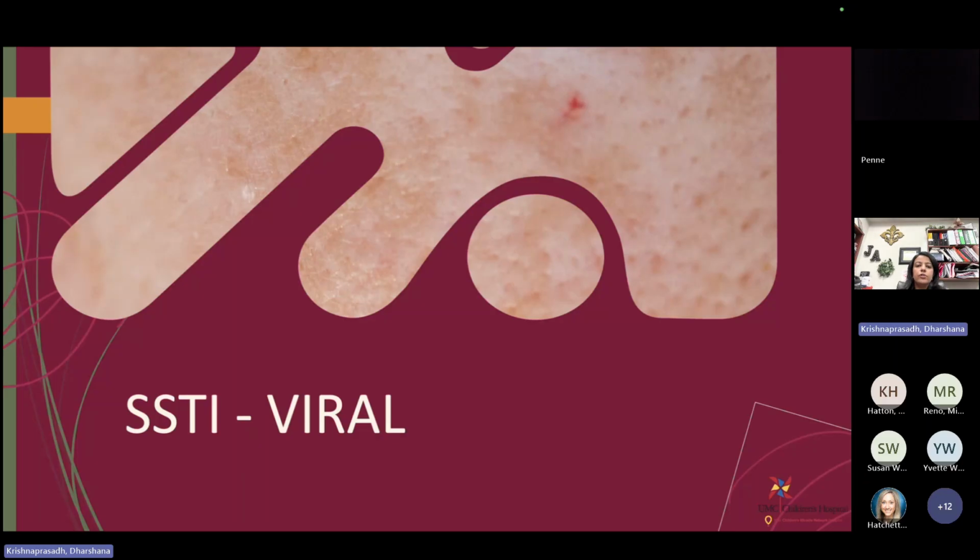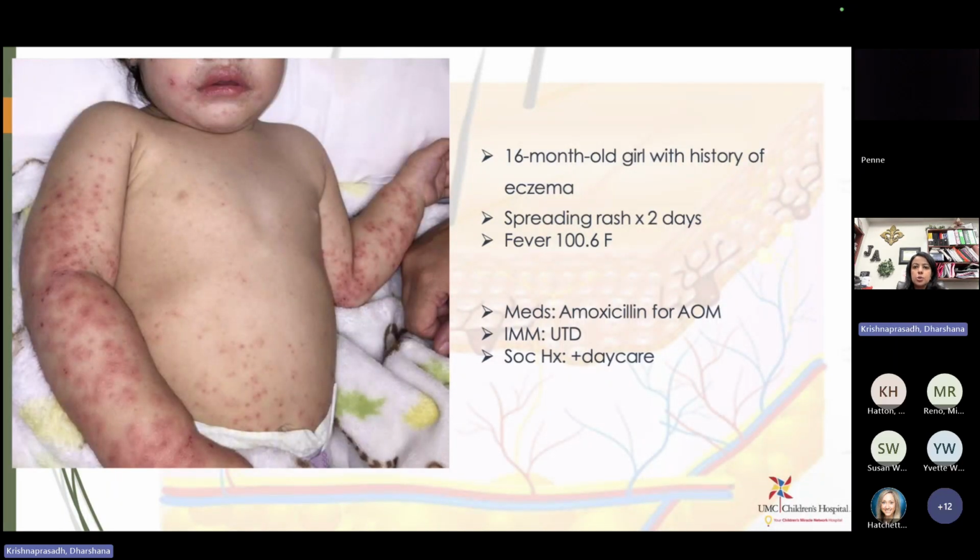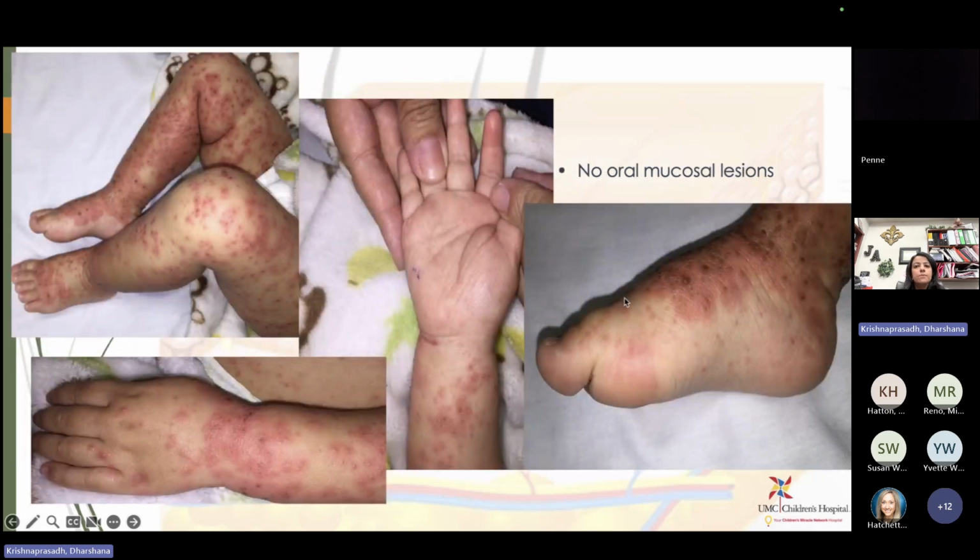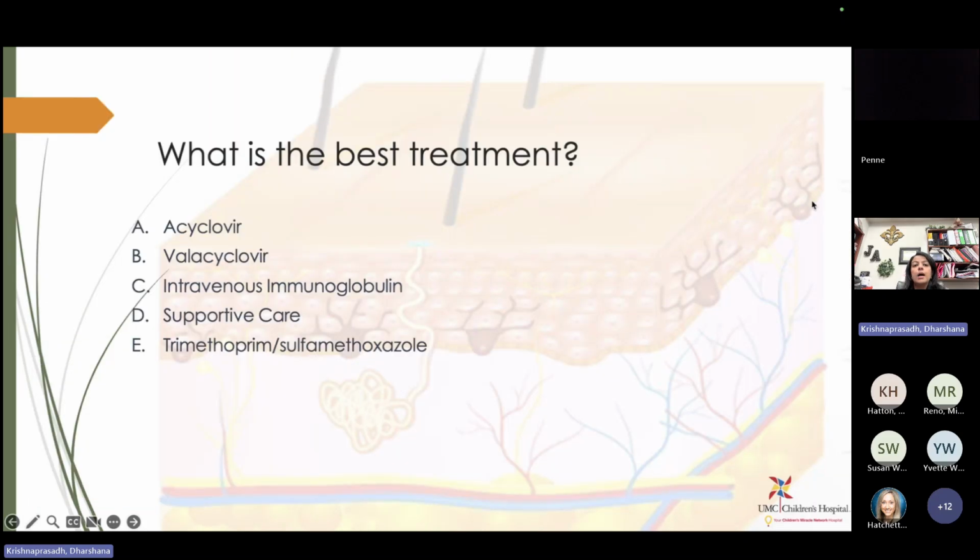Going over what viral skin lesions look like, I wanted to start off with this question. This is a 16-month-old female who has a history of eczema. She has a spreading rash over the last 2 days. She had a fever of 100.6. She is currently taking medications for her acute otitis media, she's on amoxicillin. Her immunization is up to date, and she goes to daycare. These are more pictures of her hands and legs, and she has no oral mucosal lesions. What do we think this is, and what's the best treatment?